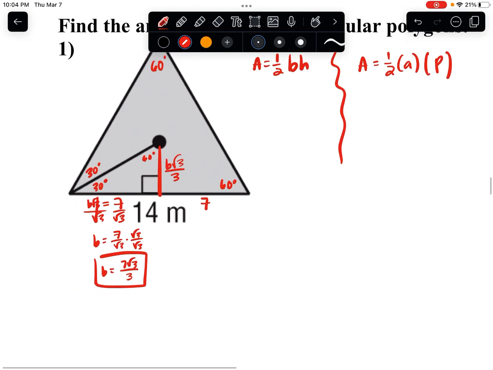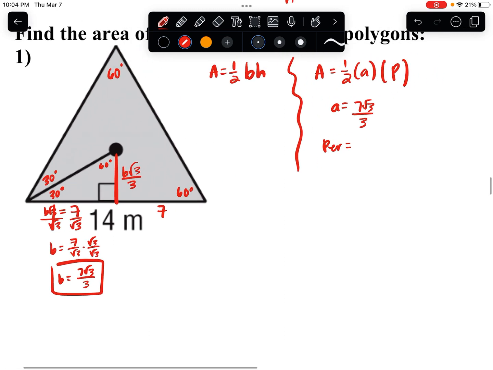So we have our b value, which is our apothem, which is what we desired. Now we also need the perimeter to solve this. So this is this equation. Apothem would be 7 root 3 over 3. The perimeter would be equal to 14 plus 14 plus 14 because all sides are congruent, or 14 times 3, which is 42. So now we have all the information we need to solve for the area using the regular polygons equation. 7 root 3 over 3 multiplied with 42.